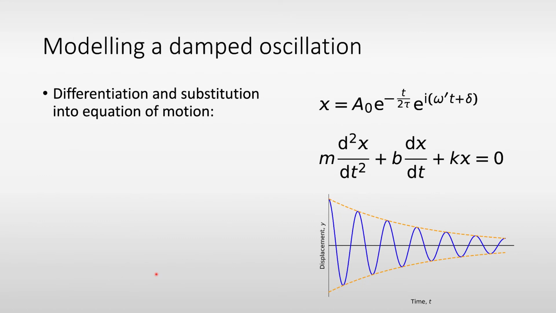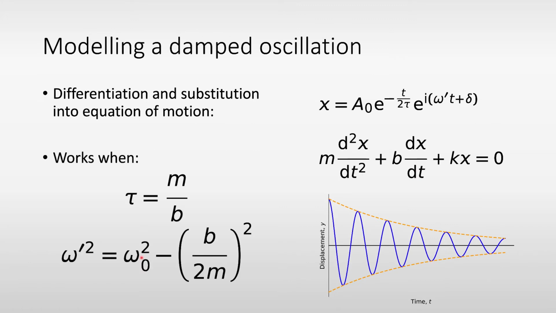We can show that this is indeed a solution by differentiating it and substituting it into the equation of motion we uncovered before. So we'll leave this as an exercise for you to do. This substitution will work when we have an expression for tau, which is equal to m over b, and we have an expression for omega prime squared. The square of the angular frequency of the damped oscillation is a modified version of the undamped angular frequency with this term b over 2m as a modifier. And it's possible to determine these factors from the differentiation. So make sure that you're able to follow through that derivation.